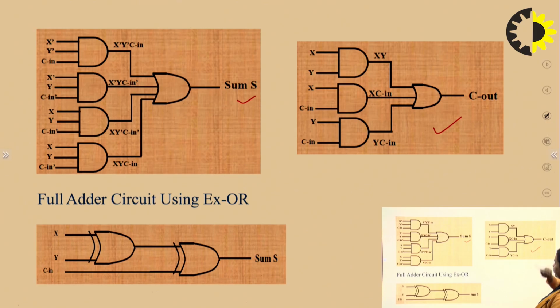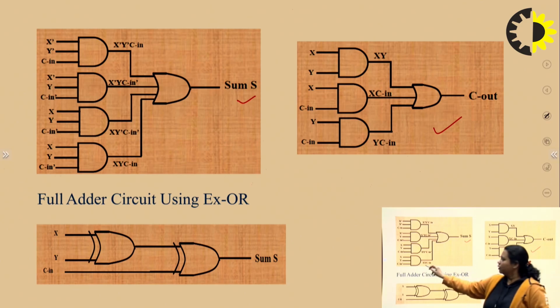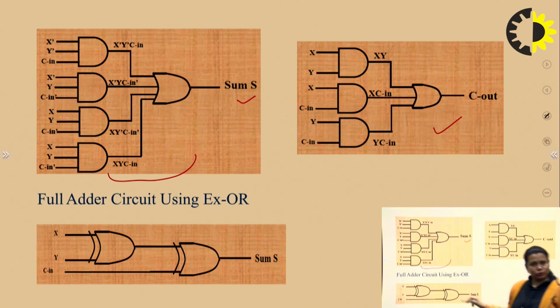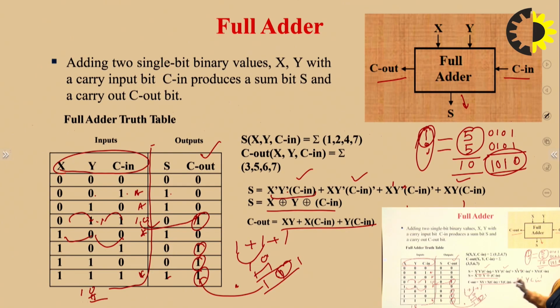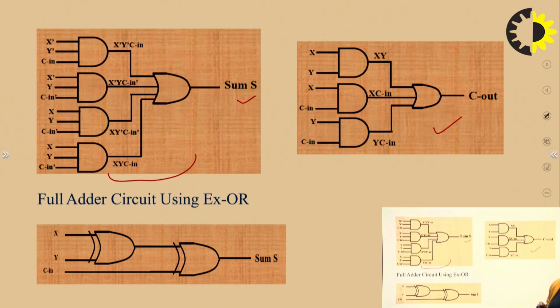This is there for carry and this is for sum. And then this can also be realized using XOR gate. Like we all know that in the half adder also we have used XOR gate, because your expression is basically a combination of XOR gate. So this can be realized like this. So this is about full adder.